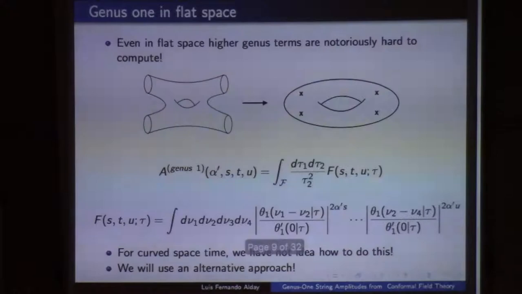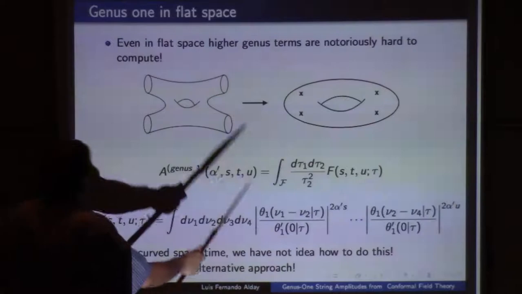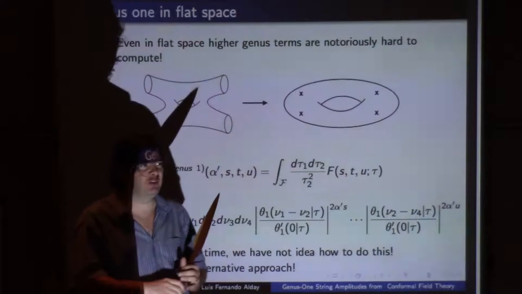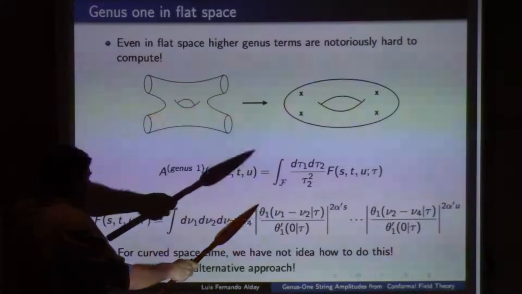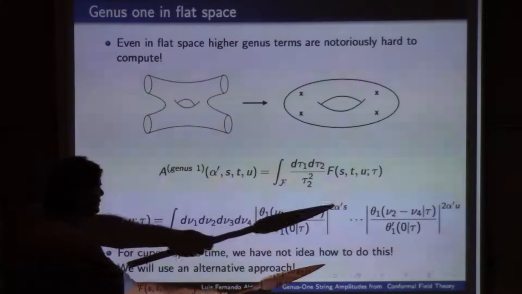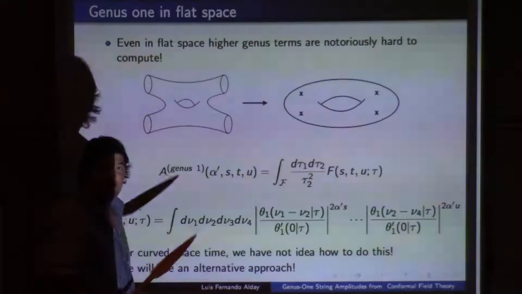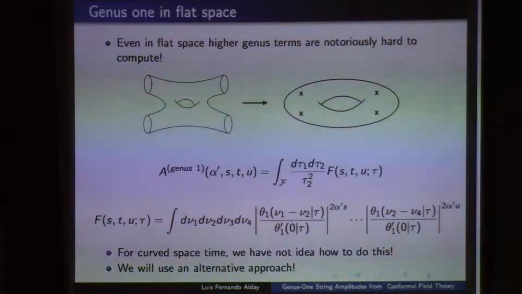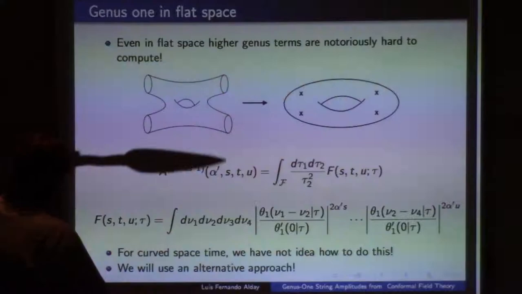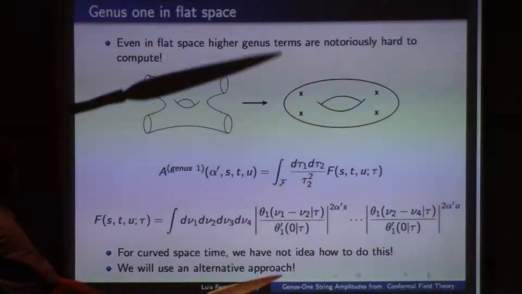Now, the problem with string theory is that even in flat space, higher genus terms are a pain in the neck. They are notoriously difficult to compute. For instance, the next one, which is just genus 1 with 4 insertions, equivalent to a torus with 4 insertions, the expression is incredibly complicated. It is given by some integral on the fundamental region of the torus, of this modular function, which is itself an integral over a ratio of these theta functions that you may have heard about, but they are extremely complicated functions. So already the genus one computation in flat space is a monster. People have worked with it. You can expand it in powers of alpha prime. We will come back later to this, but this is quite hard.